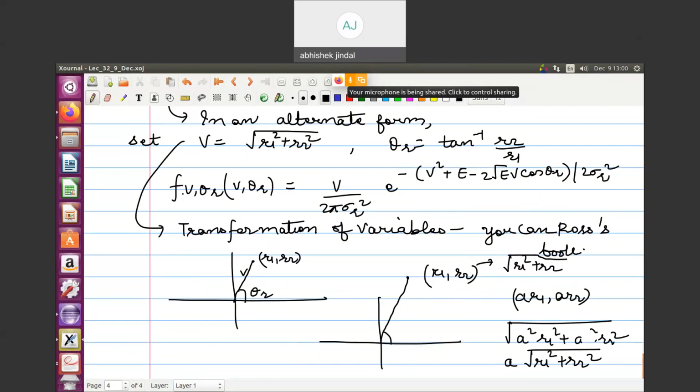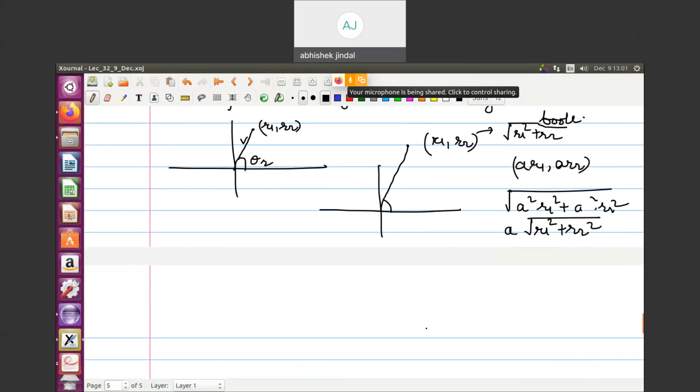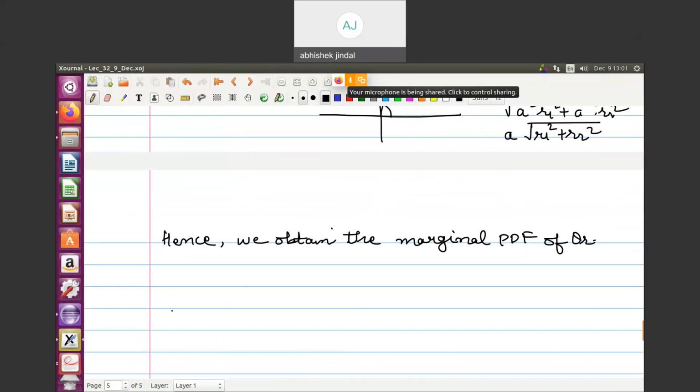So what do we do? We now obtain the marginal PDF of theta r. That is the main point here. How do you do that? It is quite simple. You just integrate the joint PDF over v. You integrate over v.